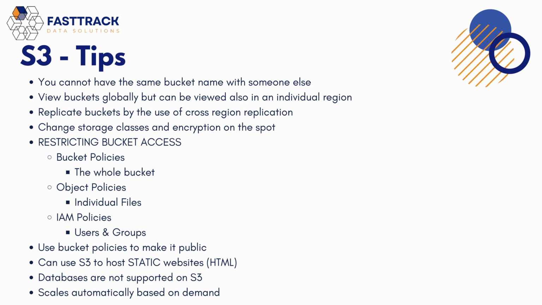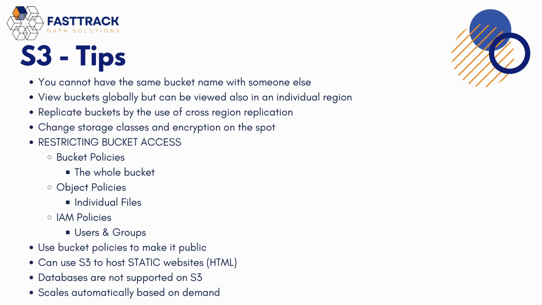Global and regional view: you can view all your buckets globally or filter by individual regions. Cross-region replication: replicate data to another region for backup or disaster recovery. Flexible storage and encryption: change storage classes or enable encryption anytime, even on existing objects. Restricting access: bucket policies control the whole bucket. Object policies control individual files. IAM policies control access for users and groups. You can also use bucket policies to make data public if needed.